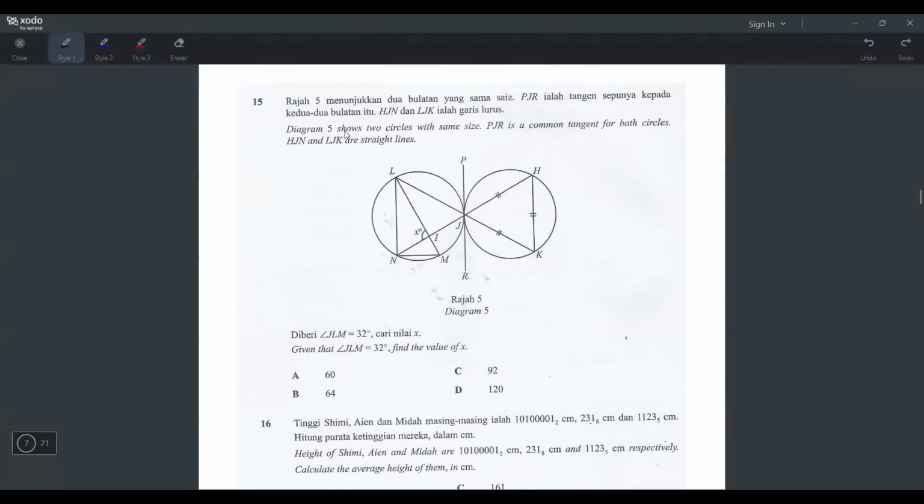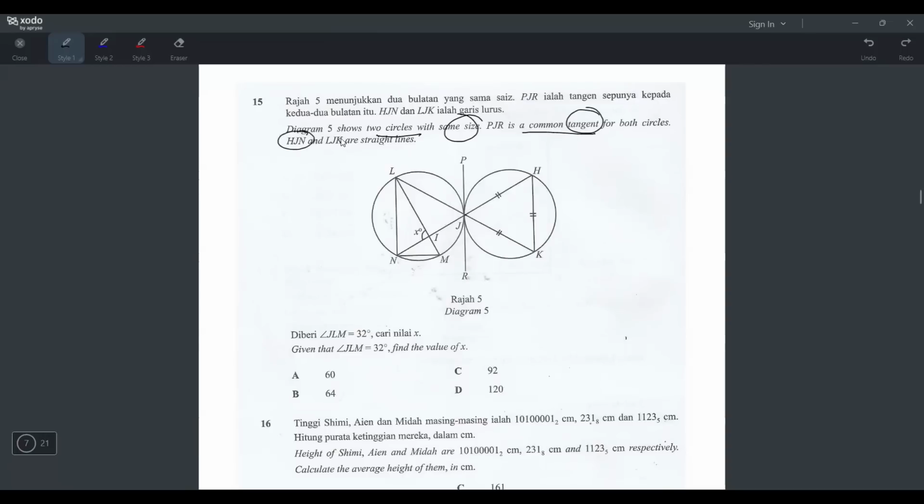Okay, now we do number 15. Diagram 5 shows two circles with the same size. So these two circles are exactly the same size. PJR is a common tangent for both circles. Where is PJR? This one. Okay, common tangent means what? Means this line is tangent to this circle, but it's also tangent to another circle, right? And tangent means it will touch the circle at one point, right?